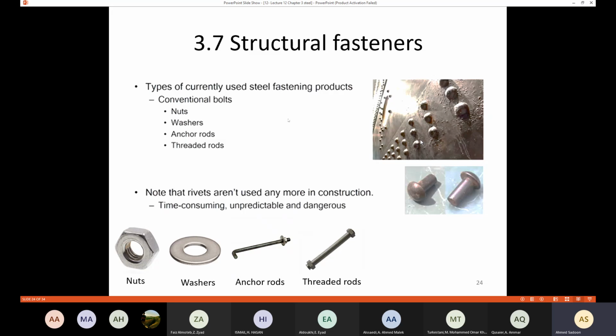Nowadays, it's rare to use the rivets because it's time consuming. The behavior is unpredictable and it's dangerous. Many workers get injured because of the rivets. Okay, so also we use the steel as fasteners: nuts, washers, anchor rods, threaded rods, and rivets.